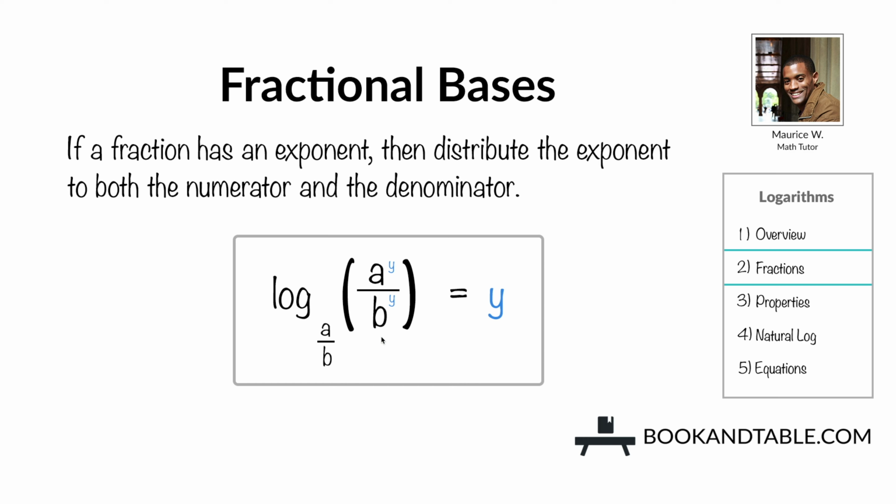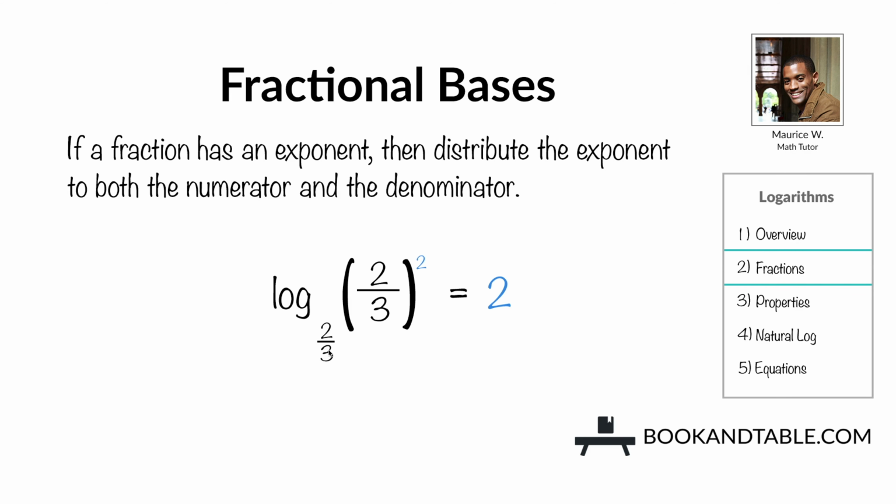We're going to review two different scenarios of logarithms with a fractional base. The first one will look like this. You'll have a base that is a fraction, such as 2/3. You'll raise this to a power, such as 2, and that will give you an argument of 2/3 raised to a power of 2. And then when you distribute this 2 to both the numerator and the denominator, that will give you 2 squared, which is 4, over 3 squared, which is 9. So we see log base 2/3 of 4/9 is equal to 2.